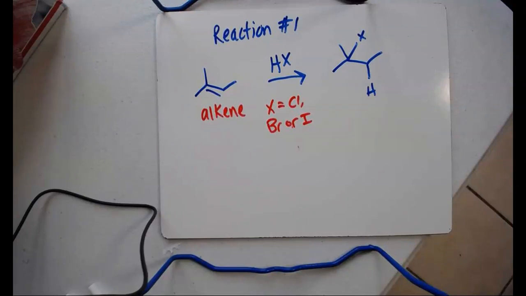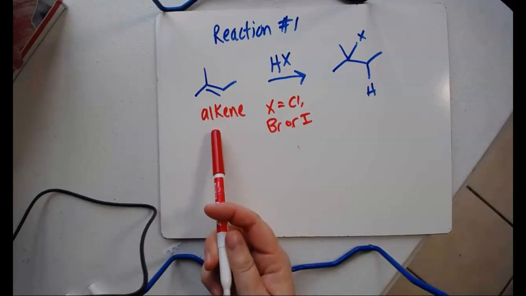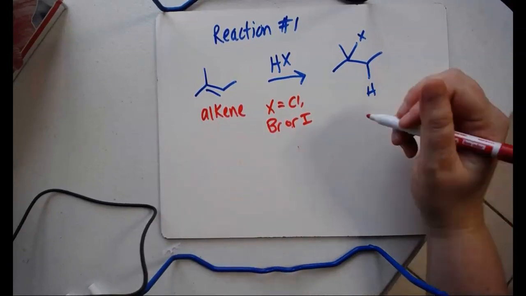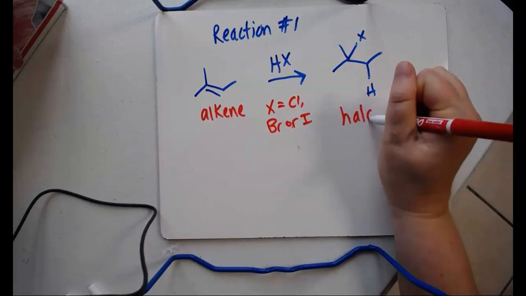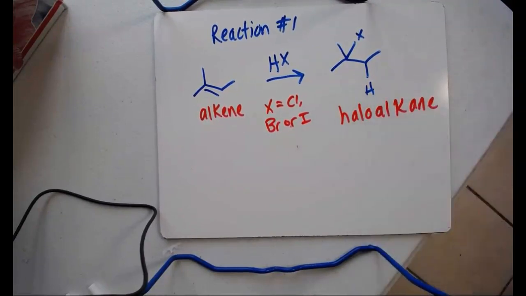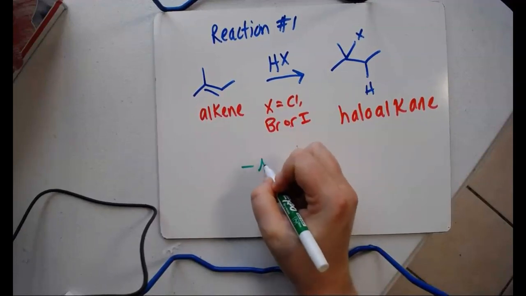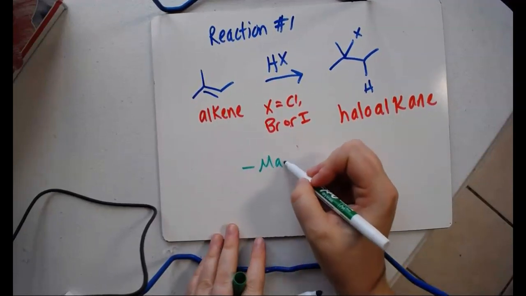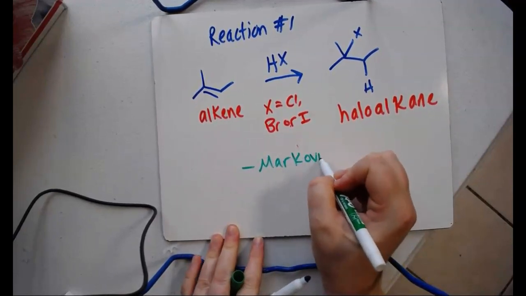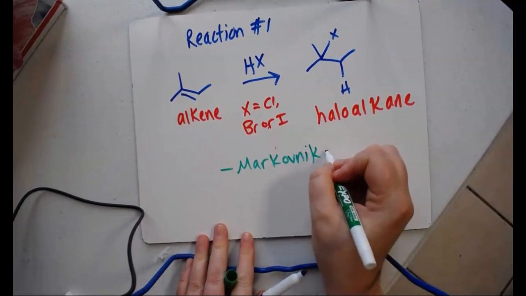And I like to put down just kind of the generic name of what we're creating. So we started with an alkene, and what we're making is a haloalkane. And then underneath it, I'm going to put some extra. So for this one, I'm going to label this as a Markovnikov reaction, which I know doesn't mean anything to you yet. Markovnikov, make sure I spell that right.